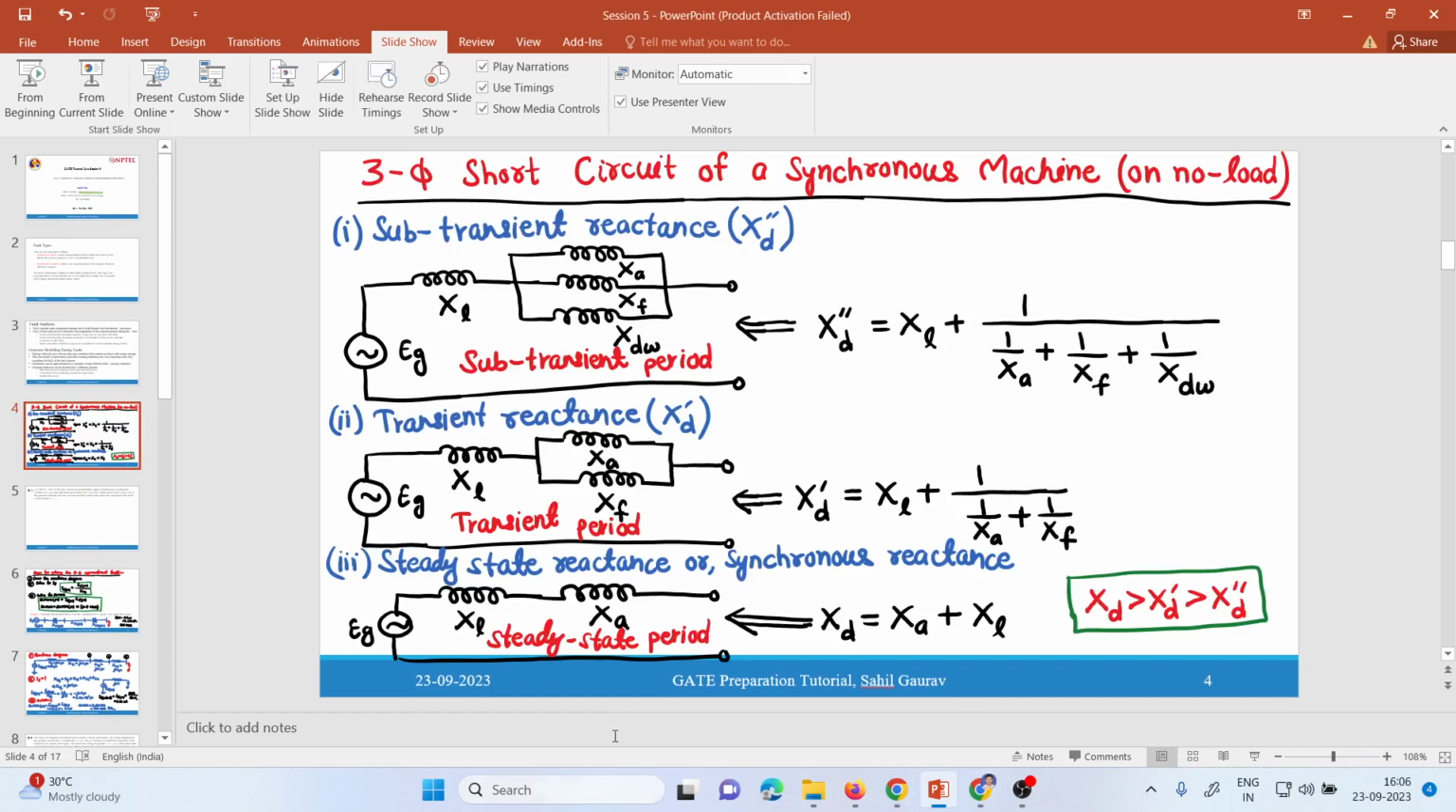So on comparing all these reactances, we can see that the steady state reactance is the highest and the sub-transient reactance is minimum. That is, XD double dash is minimum. That's why the current during the sub-transient period will be maximum.